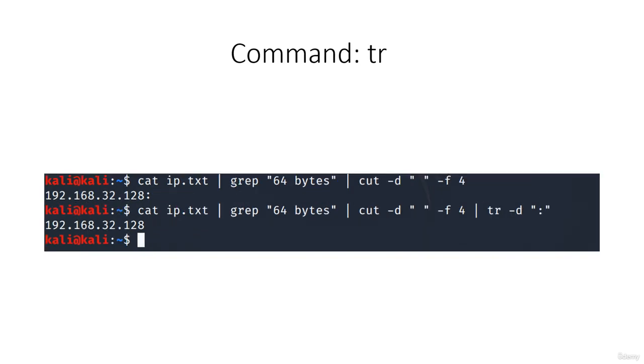If we look at the IP address that we obtained in the last command, there is a colon attached to the back of the IP address, so we cannot ping it as it is, due to the colon attached to the IP address. Therefore we need to remove it before performing the ping sweep. So now we are going to use a command called tr.